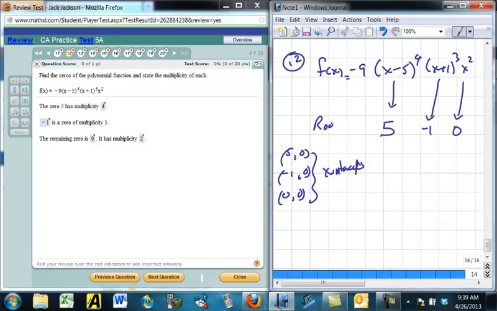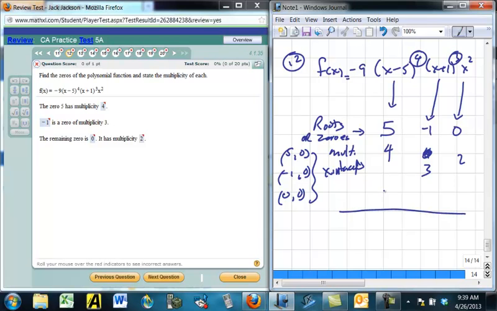So these are called the roots, or they might be called zeros. Roots or zeros. Now we also have the multiplicities of them. The multiplicities are the corresponding power. So 5 has multiplicity 4. Negative 1 has multiplicity 3. And 0, excuse me, 0 has multiplicity 2. So 5 has multiplicity 4. The one that's multiplicity 3 is negative 1. And the remaining one is 0, and it has multiplicity 2.